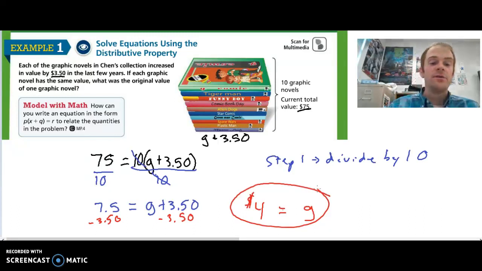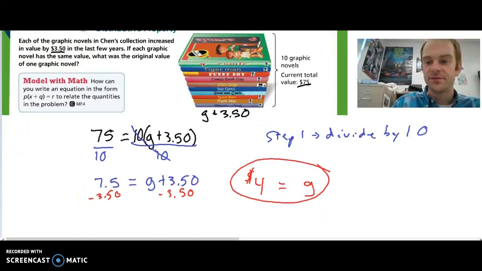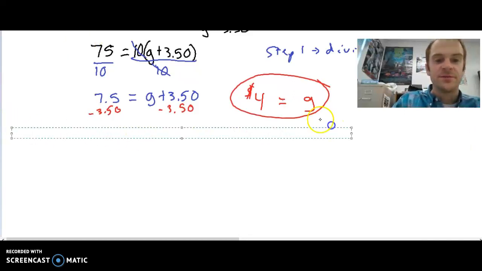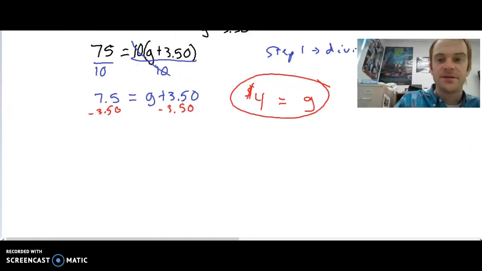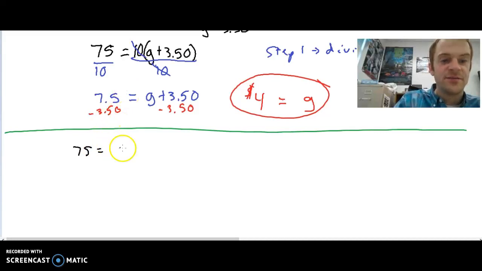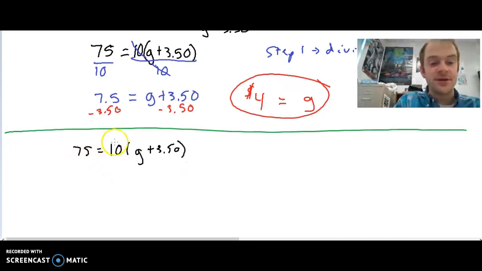Okay. Now, the other way I could have done this, if I look back at my original, let me scroll down a little bit. If I reimagine this, so let's put a line here to separate them. If I reimagine this, I could go 75, so this is what we got to, right? We got 75 was equal to 10 times G plus $3.50. What I could do is I could do the distributive property.